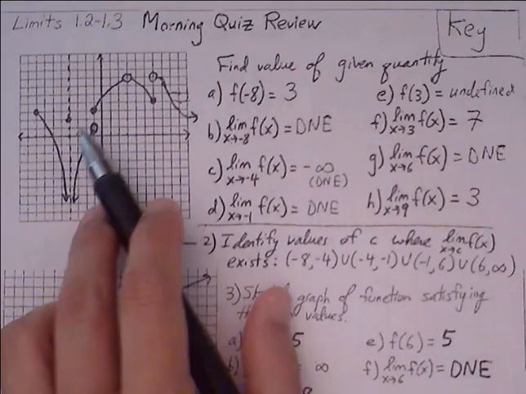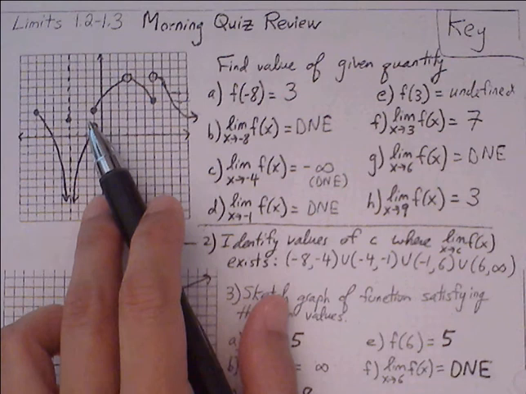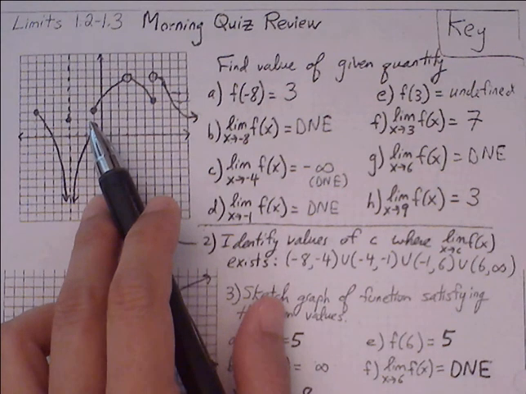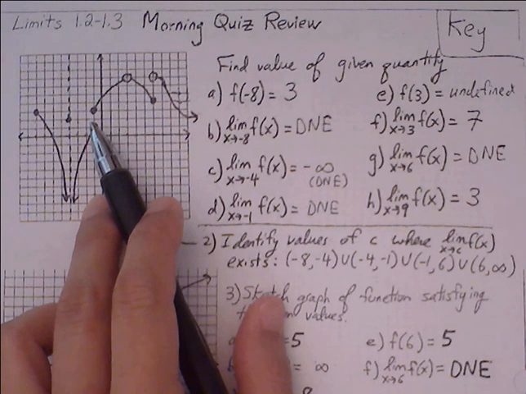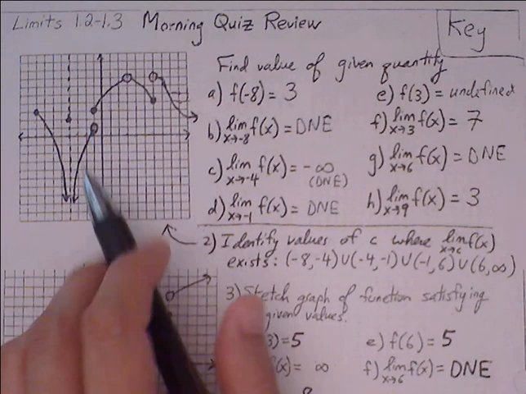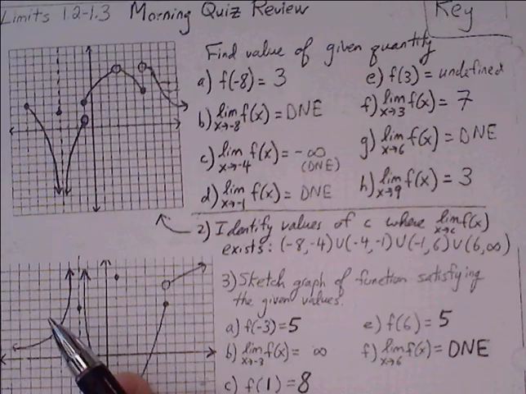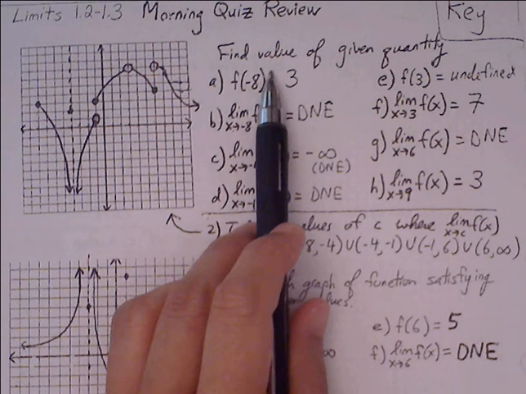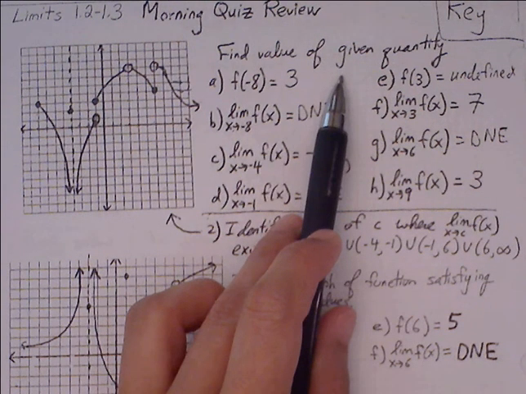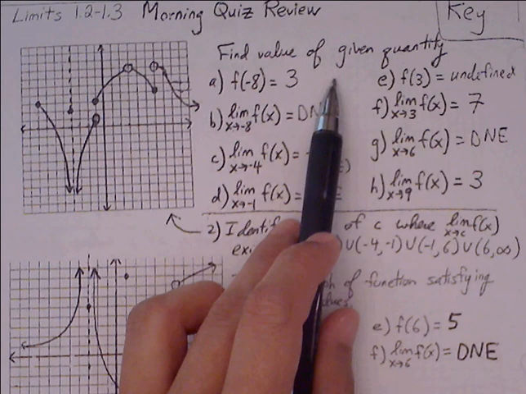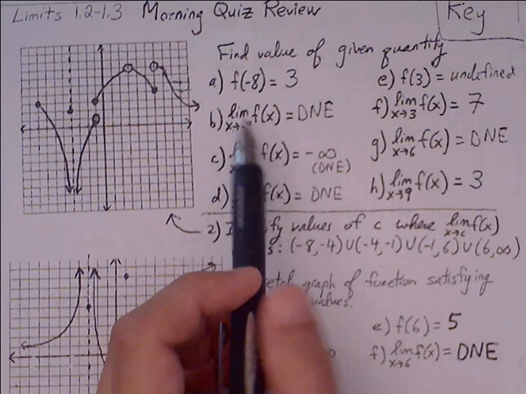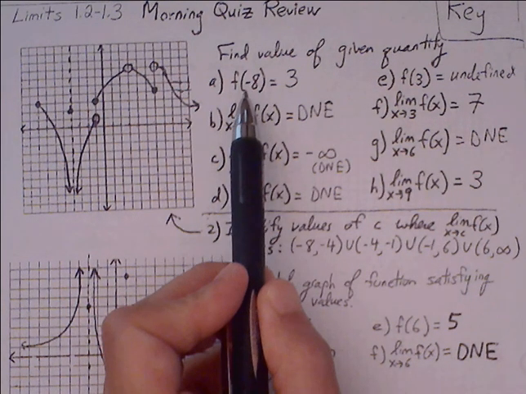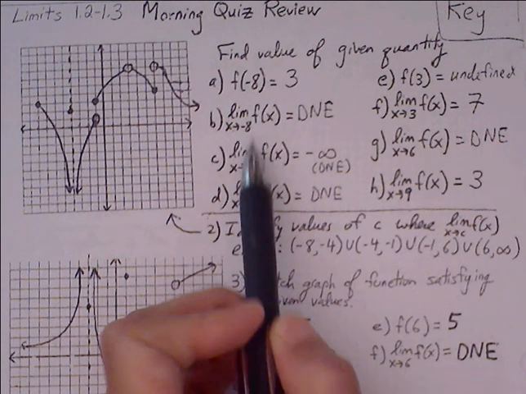All right, we're looking through the morning quiz review over limits, sections 1.2 to 1.3. For this first section, we are given a graph, and we're asked to find the value of each given quantity. Each problem is either asking for an ordered pair or asking for the limit.